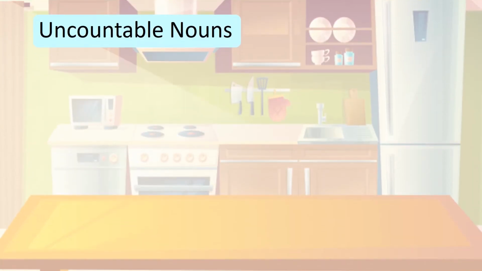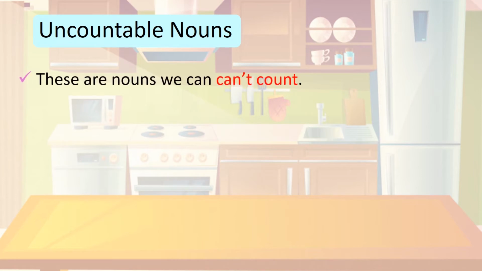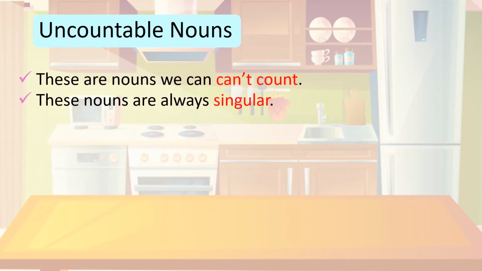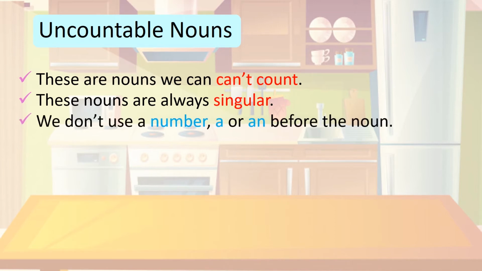Now let's go through uncountable nouns. These are nouns we can't count. These nouns are always singular. So we can't add s or es to make the plural form. They are always singular. Another rule is, we don't use a number, a, or an before the noun.